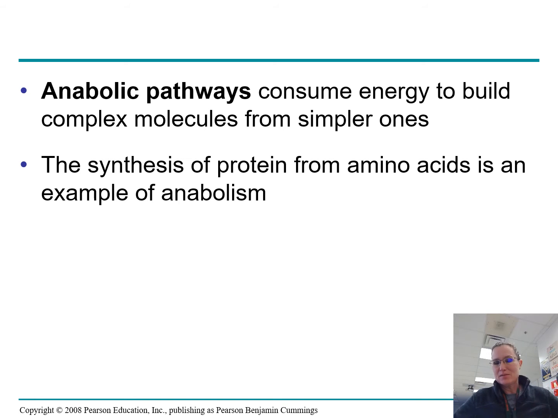And so anabolic is the opposite. If catabolic is breaking, then anabolic is taking two things and putting them together. If we make a bond in chemistry, we are storing energy. So photosynthesis is an anabolic pathway because we're taking the energy from the sun and making a bond and storing it into the bonds of glucose.